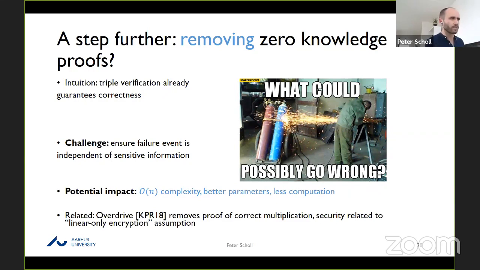But slightly related work here is the Overdrive paper from 2 years ago, where they did something somewhat similar by removing a proof of correct multiplication, in a different protocol where they still had proof of knowledge of ciphertext generation. They got rid of the other proof, and proved security related to some linear-only encryption assumption, which has been used also in lattice-based SNARK constructions.